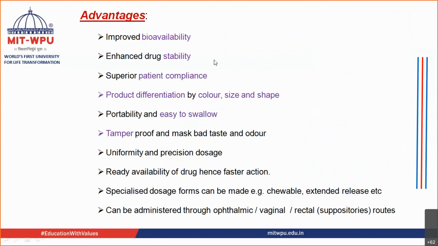Now let us see what are the advantages and disadvantages of soft gelatin capsule over the other dosage form. It is not only over the hard gelatin capsule, it is over the other dosage form also. It is over the liquids, it is over suspension, it is over tablet, right? And it is also over the hard gelatin capsule. So what are the advantages of soft gelatin capsule?